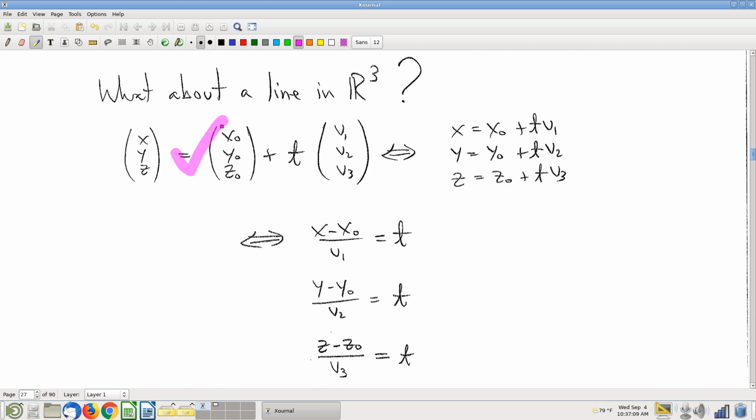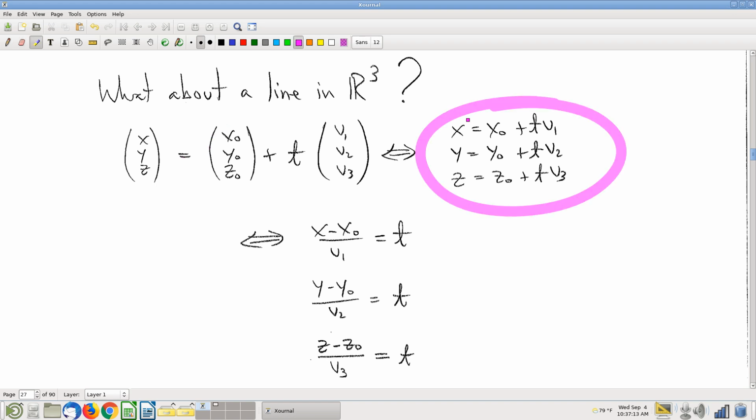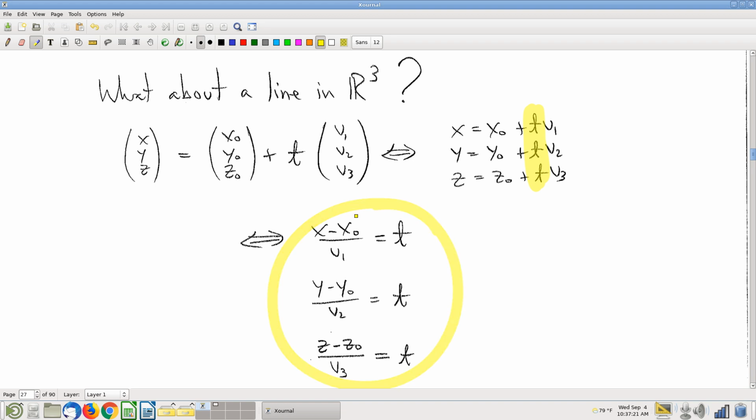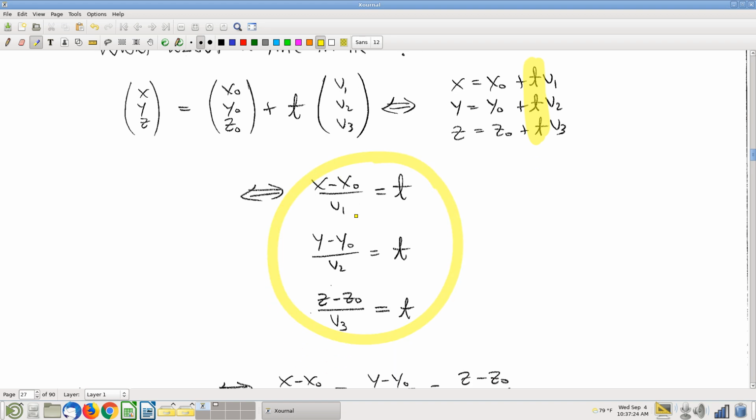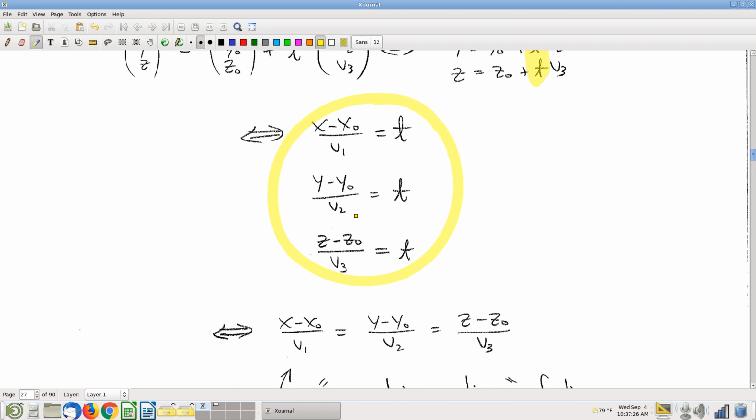If you have a parameterization of a line in R3, you can write out individually the separate coordinates. These x's, y's, and z's are all generated by that same t. That same t, being a single thing, all of the things that it's equal to are equal to each other. Again, it's sort of tautological, right? And there you have a point tester.